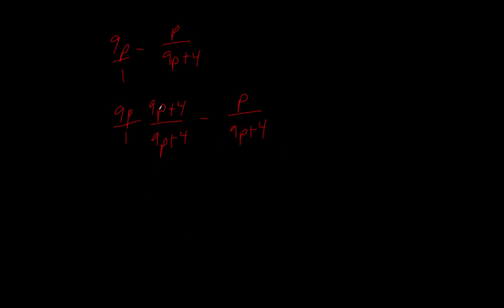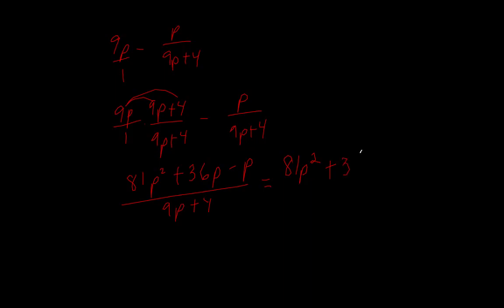So if I multiply the 9p through, I'm just distributing here, 81p squared plus 36p minus p, that equals 81p squared plus 35p over 9p plus 4. I could factor out a p up here, but that's actually all I could factor out, so it's not going to get any nicer than it is. So 81, 35.